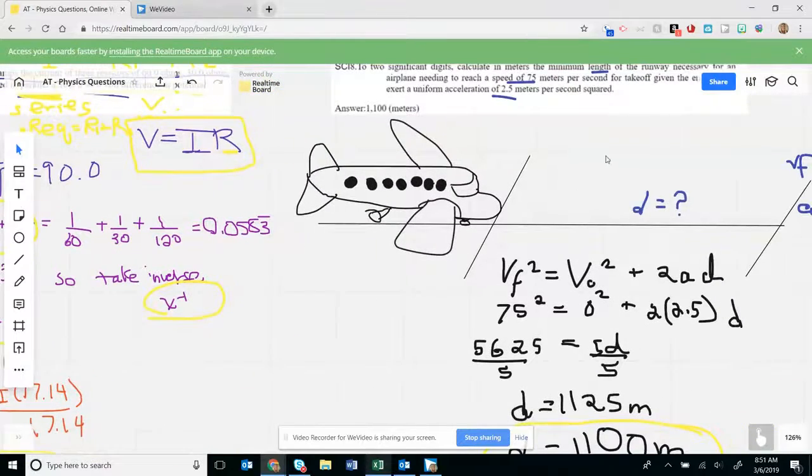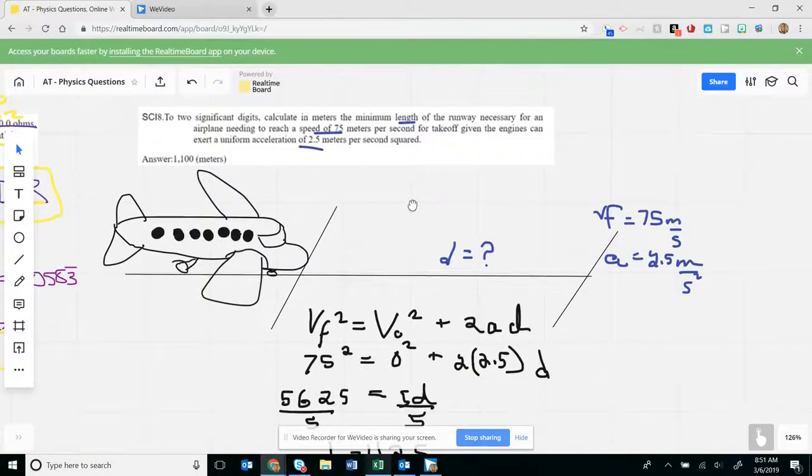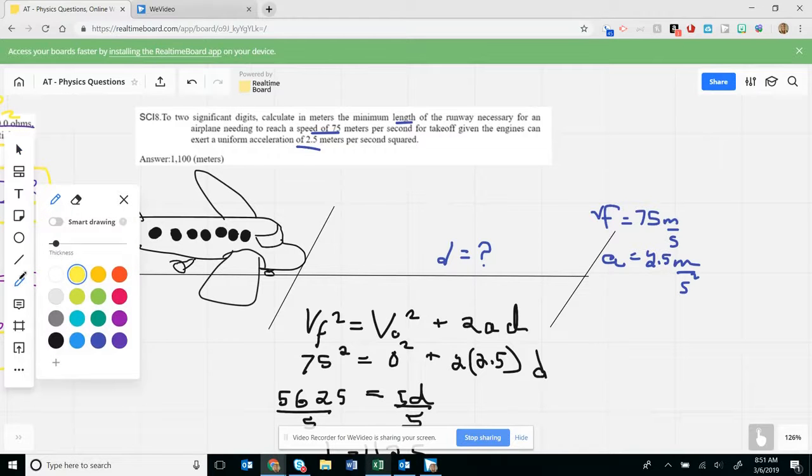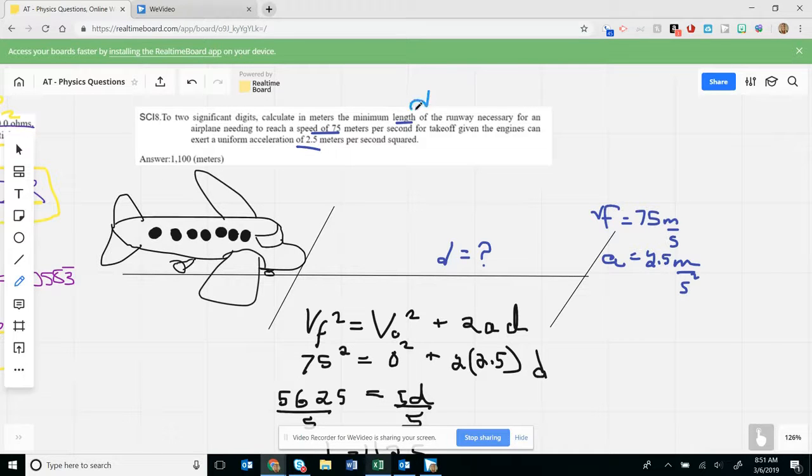This one, we have to find with 2 significant digits, calculate in meters the minimum length. So even though they say the word length here, I would call that the variable d for distance, of a runway necessary for an airplane needing to reach 75 meters per second for takeoff. So this plane is speeding up so that it can get into the air. Alternately, you could be given a problem for landing as well.